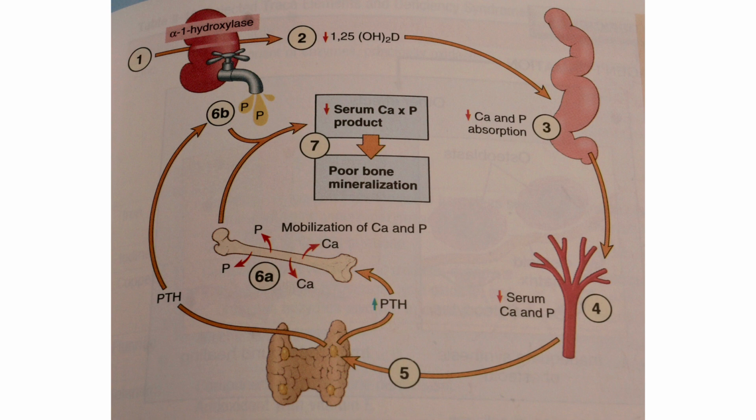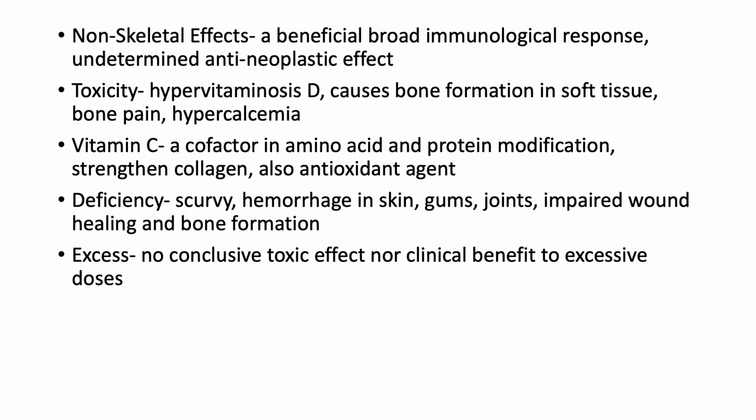This is actually a drawing of the thyroid gland, but the PTH is going from the parathyroids, which are four of them, 1, 2, 3, 4. Anyway, non-skeletal effects include a beneficial broad immunological response. There's an undetermined anti-neoplastic effect. This is a benefit of vitamin D. Toxicity is called hypervitaminosis D. It causes bone formation in soft tissue, bone pain, and hypercalcemia.